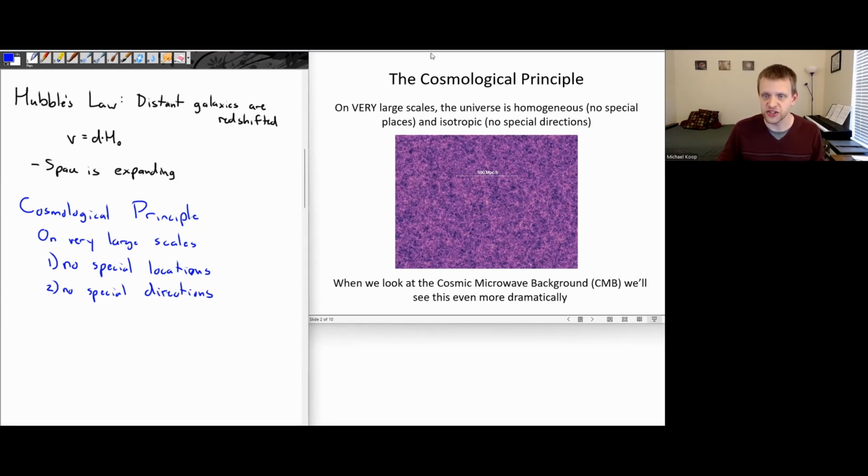But if I look at a section, say like this, then a section like that over here looks pretty much the same as a section like that over here, and pretty much the same as a section like that over here. On very, very large scales, we have this cosmological principle coming into effect.